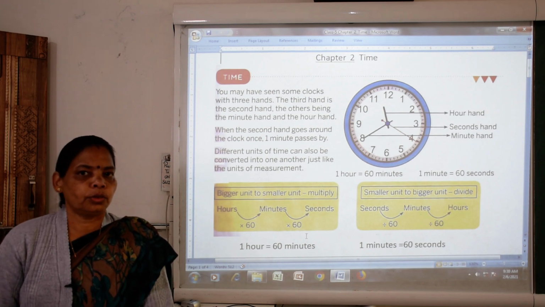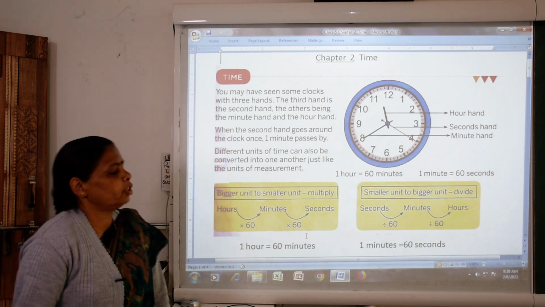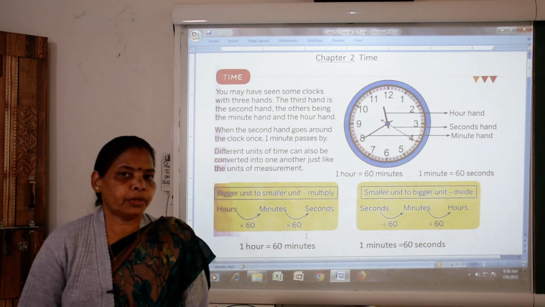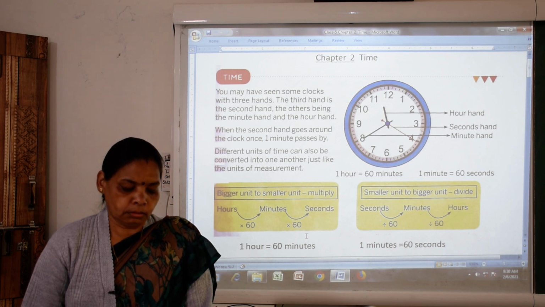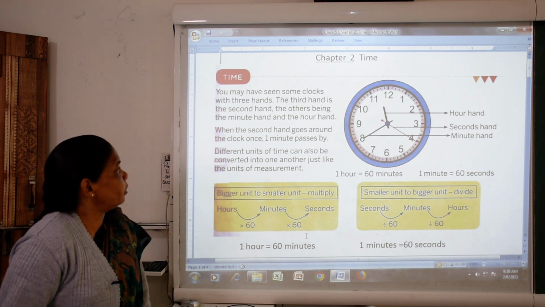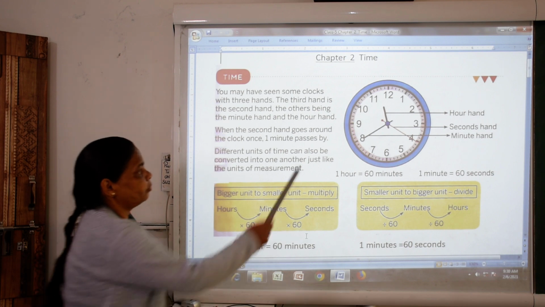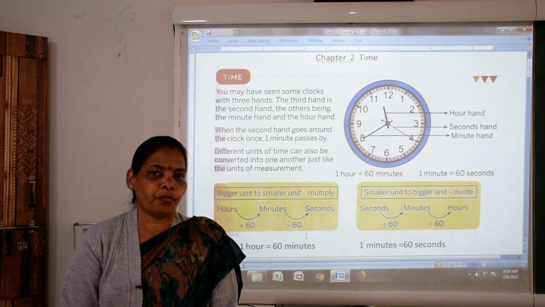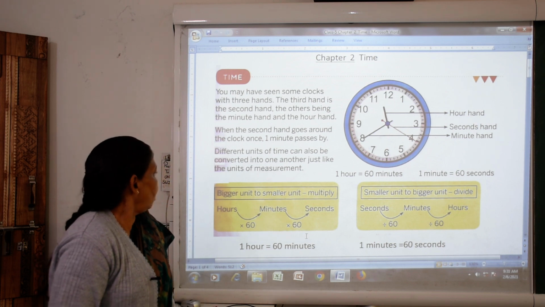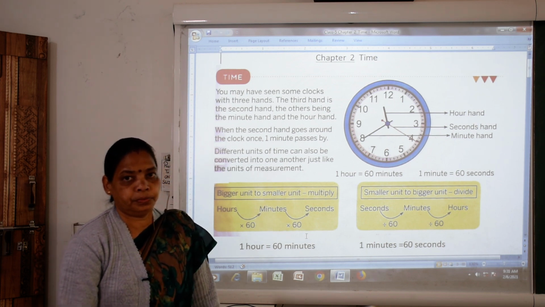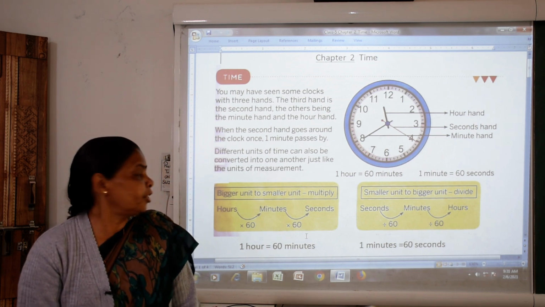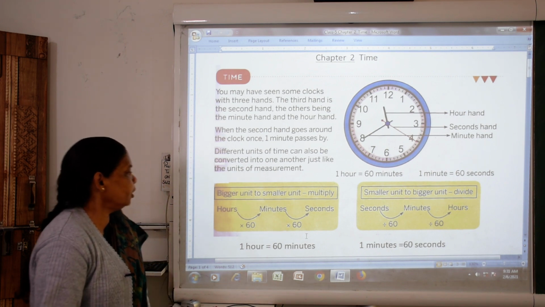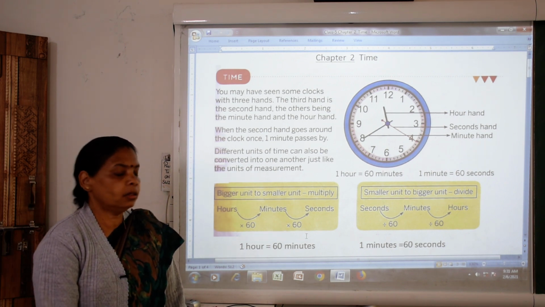Good morning students, today we are going to start our chapter number 2 of term 2 syllabus. Chapter 2 is time. Time, children, you already learned in class 1: how many hours in a day, how many minutes in 1 hour, and how many seconds in 1 minute.